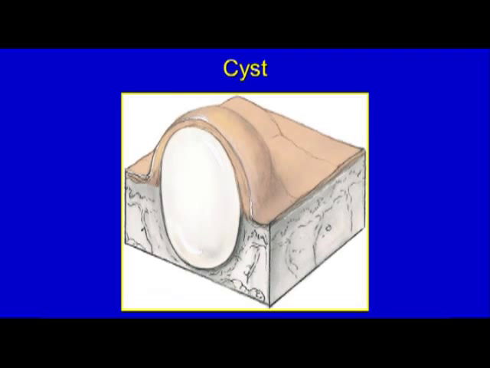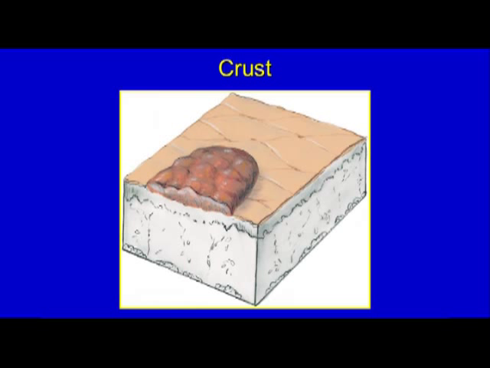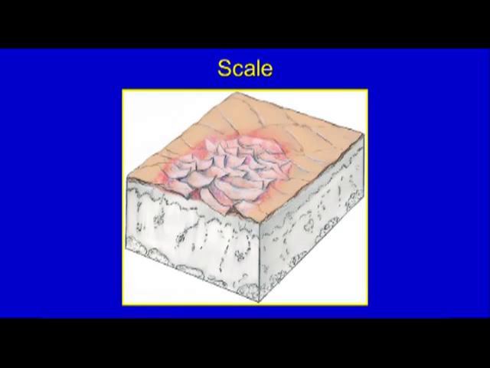A cyst is a bigger mass, and then a pustule is something that's become infected. It could be acne, it could be actually staph infection on the skin. A crust is like a scab, and then scales are more like something you would get with psoriasis. They're kind of silvery-like looking scales.